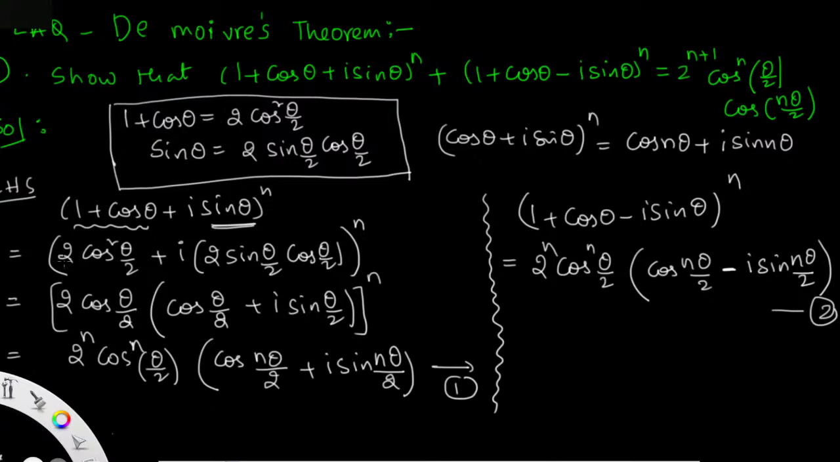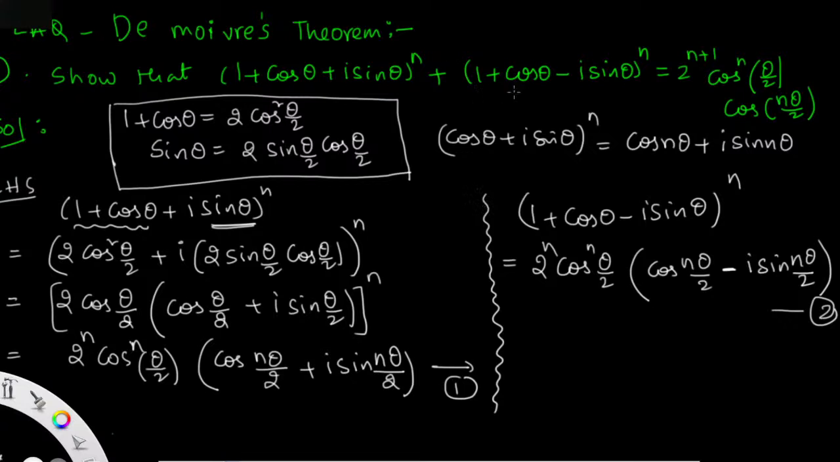So first what we have done: 1 + cos theta = 2 cos^2(theta/2) and sin theta = 2 sin(theta/2) cos(theta/2), to the power of n. So 2 cos(theta/2) is common, then (cos(theta/2) + i sin(theta/2)) whole to the power of n. That is 2^n, the power goes to this term, and this power also goes to cos^n(theta/2). This is under the formula (cos theta + i sin theta)^n, so join with its argument theta/2: cos(n theta/2) + i sin(n theta/2). So this expression is the first equation.